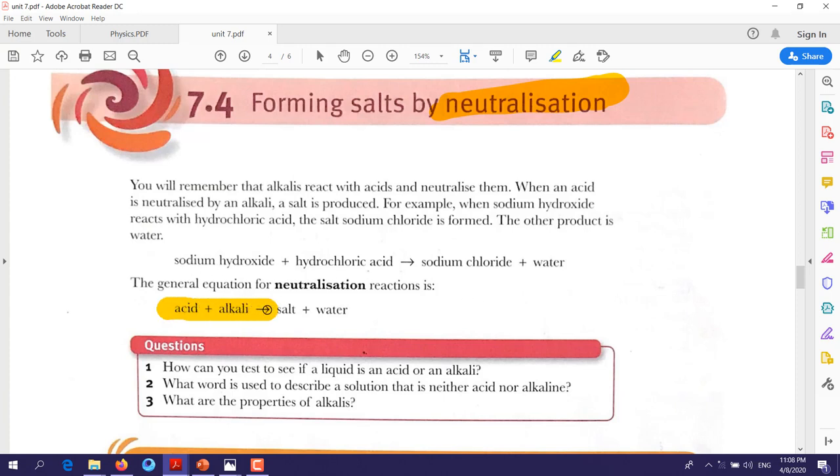Acid plus alkali equals salt plus water. Very important formula, the main formula, you should memorize it. Now, let's take an example. An example of acid is hydrochloric acid. If we add it to an alkali, for example sodium hydroxide, acid plus alkali equals what? Sodium chloride, which is salt, and also you will get water.